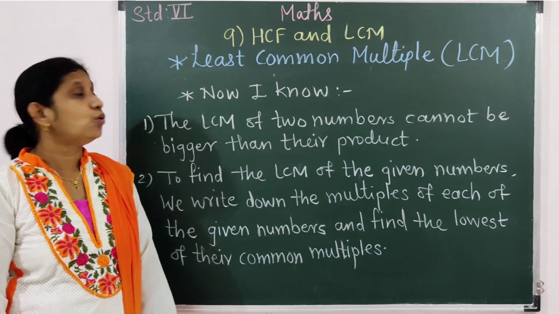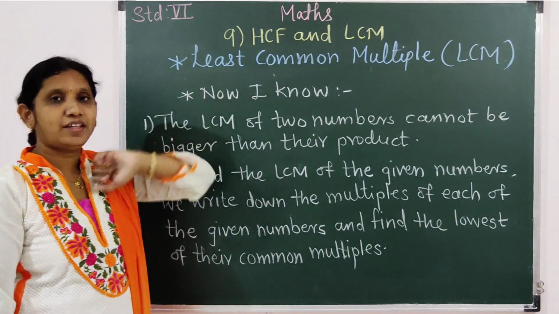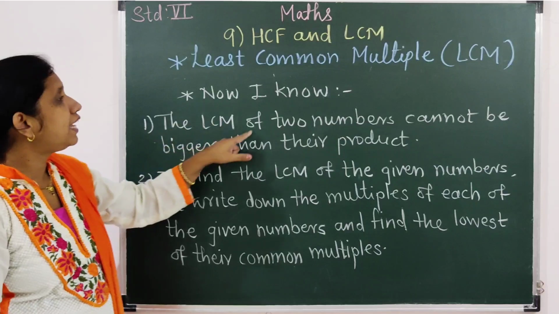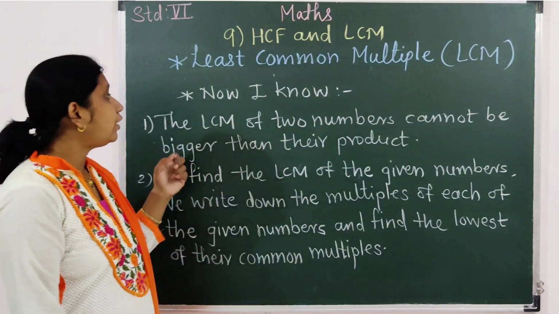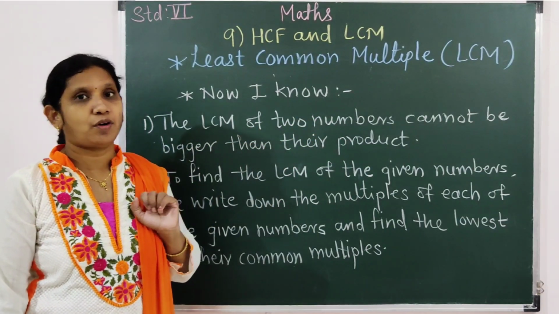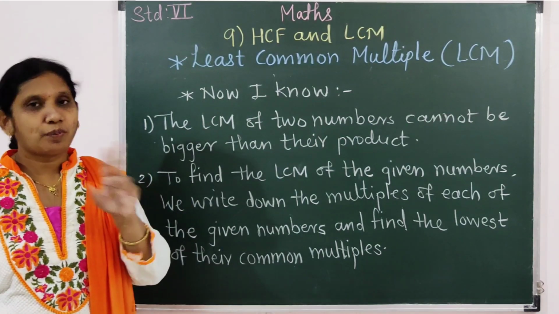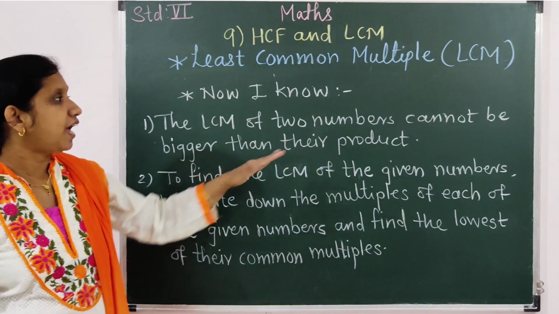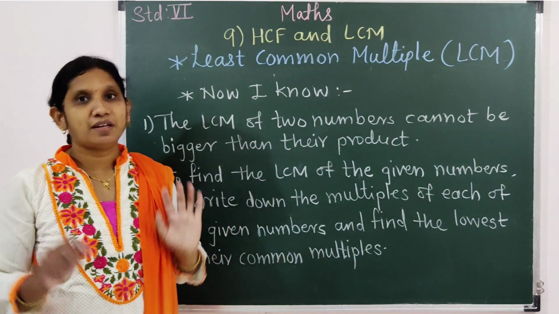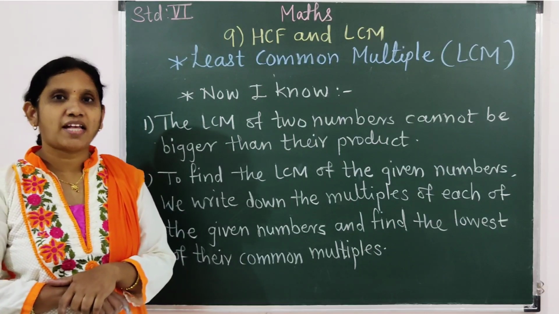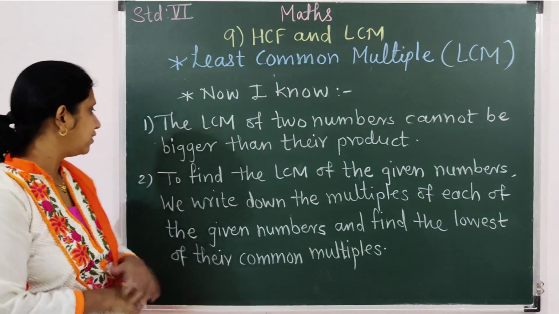Students, let us know the rules. Now I know, right? In the textbook also it is given: the LCM of two numbers cannot be bigger than their product. Always remember, when you find the LCM, first find the product and see that the product is not smaller than your answer, so that you will also get an idea whether your answer is exactly correct.